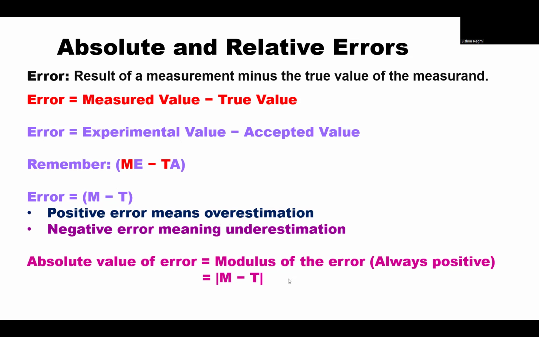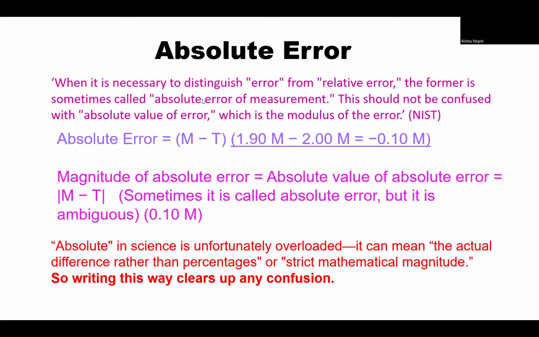Now let me expand these errors. Errors can be absolute error and relative error. Absolute error is the difference between M and T. That is what I discussed earlier. So absolute error is the actual difference.